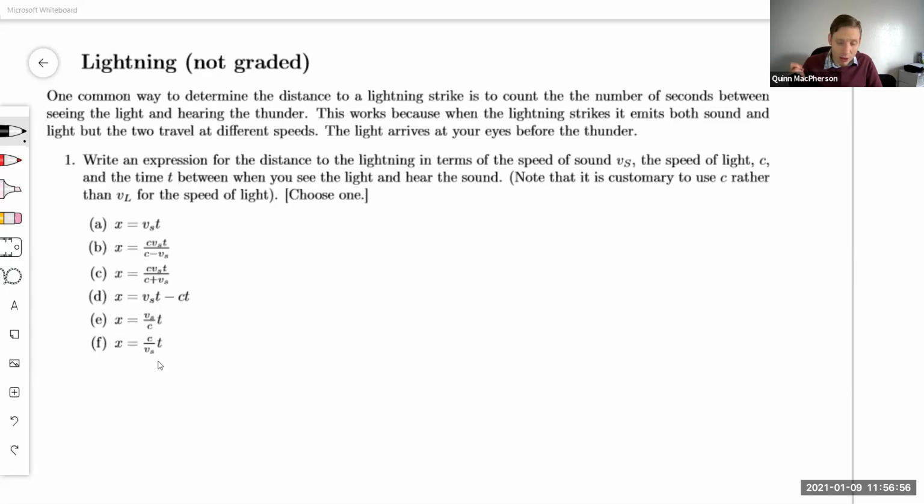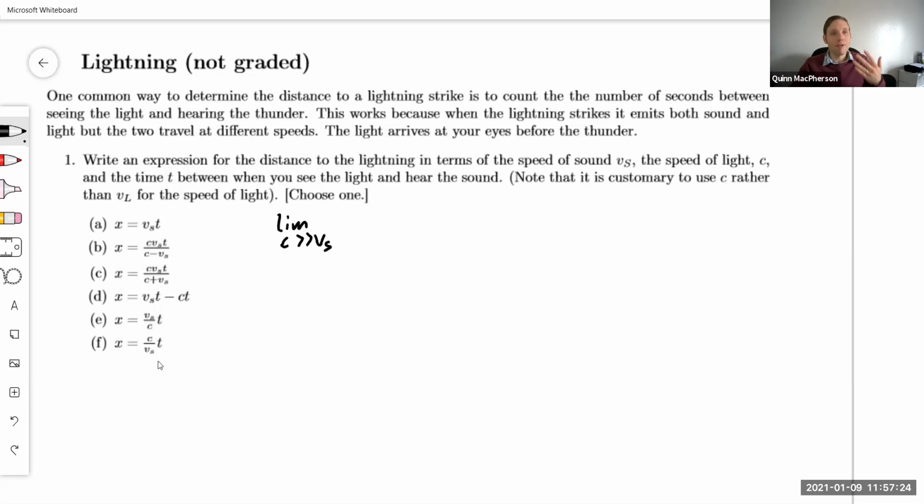The first thing I'm going to try is the limit where C is much bigger than Vs. This is actually kind of true. The speed of light, C, is actually much faster than the speed of sound, as you can see in part B, or part 2 of this question. So let's just ask ourselves about this limit.